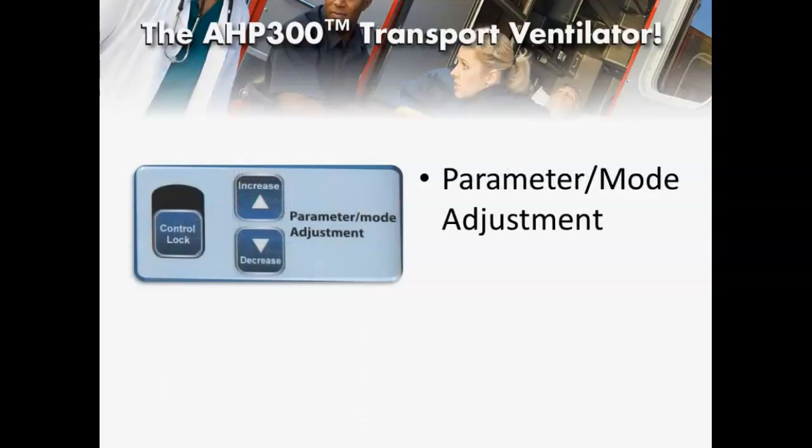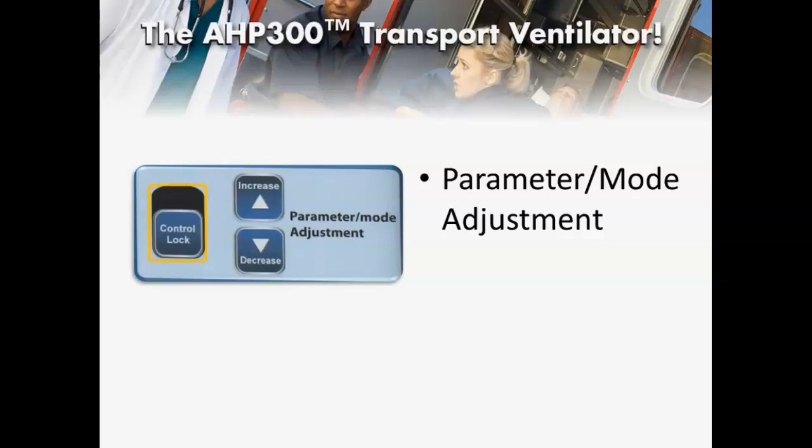At the bottom right of the AHP300, one will notice the parameter and mode adjustment panel. The user will press these up and down keys to adjust the parameter after it has been selected on the ventilation settings or the ventilation modes panel. Once the desired setting has been selected, they will then press the button next to the selected parameter once again to confirm the new setting.